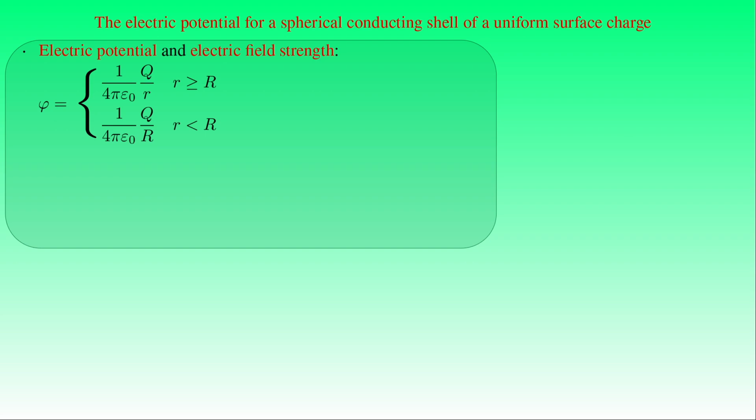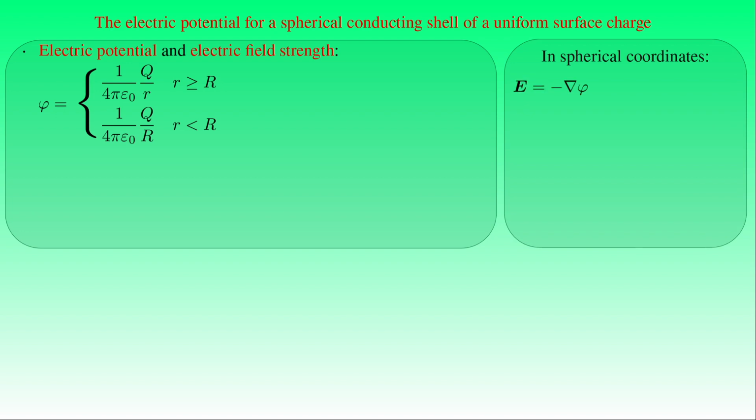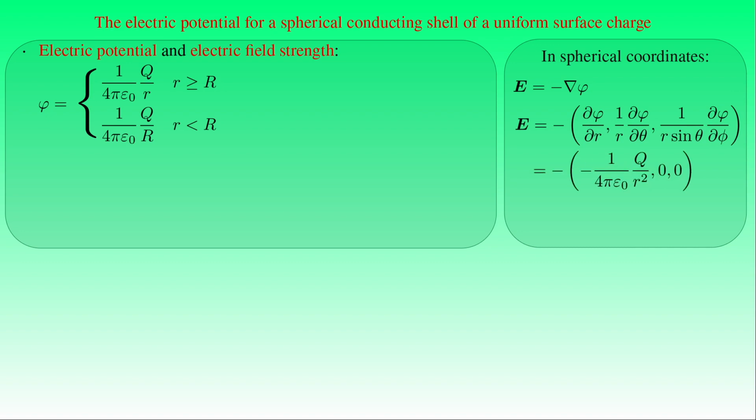Then we can use a spherical coordinate system with its origin at the center of the spherical shell to describe the electric field strength E given by the negative gradient of the electric potential phi. If we write the gradient of the scalar function phi in spherical coordinates, then we immediately see that the polar and azimuthal components of the gradient vector vanish due to the radial symmetry of the potential.